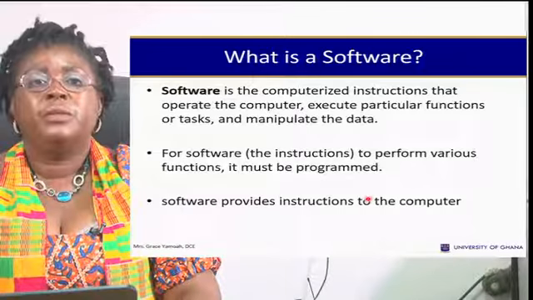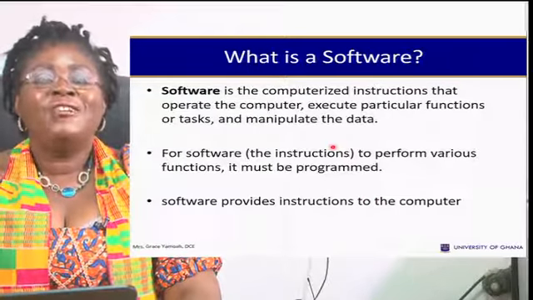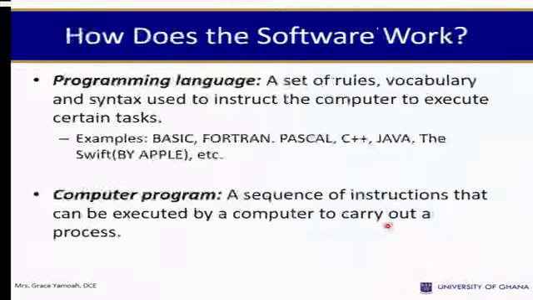Software. What is software? Software is the non-tangible part of a computer, as we explained earlier. It is the computerized instructions that operate the computer, execute particular functions or tasks, and manipulate the data that actually give a definition function to a computer. For software to perform various functions, it must be programmed. Software provides instructions to the computer.